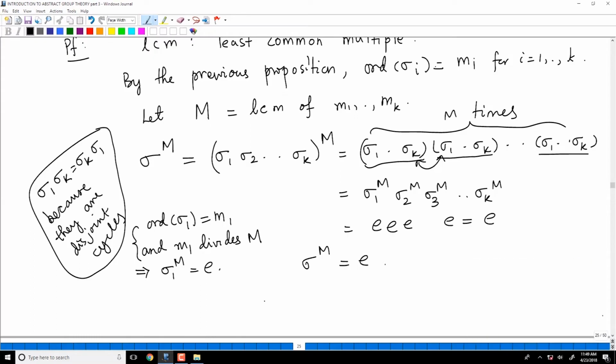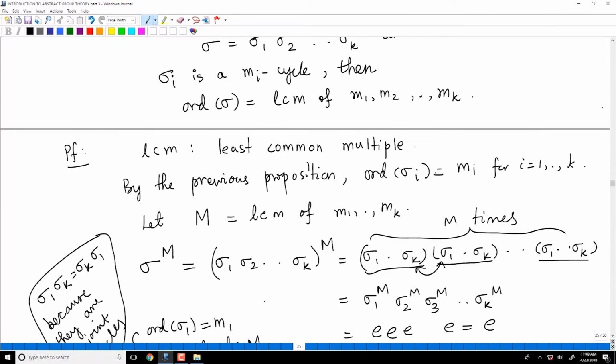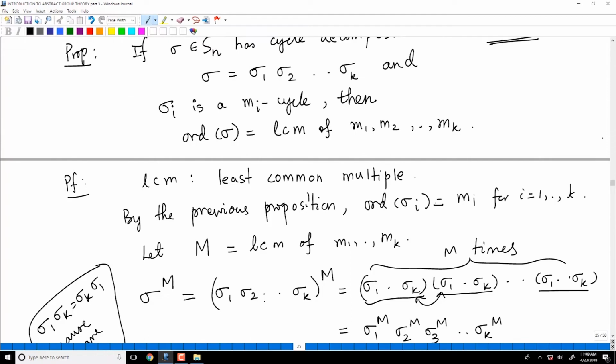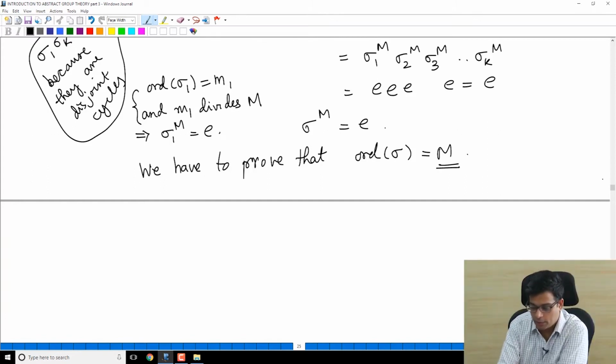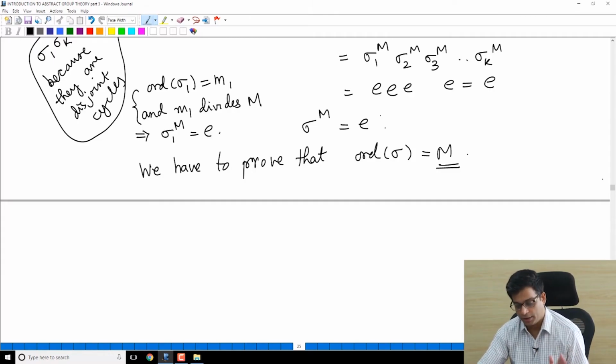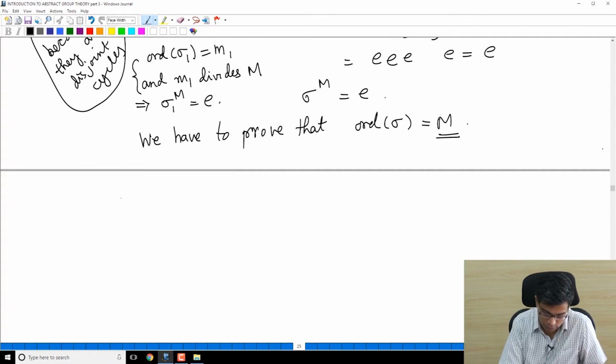This means, remember, the order of sigma is supposed to be M. So we have to prove that the order of sigma is M. So in other words, the least positive integer d such that sigma power d is identity is M. We have checked that sigma power M is identity. We now need to check that nothing smaller than M can make identity. So suppose sigma power n is identity.